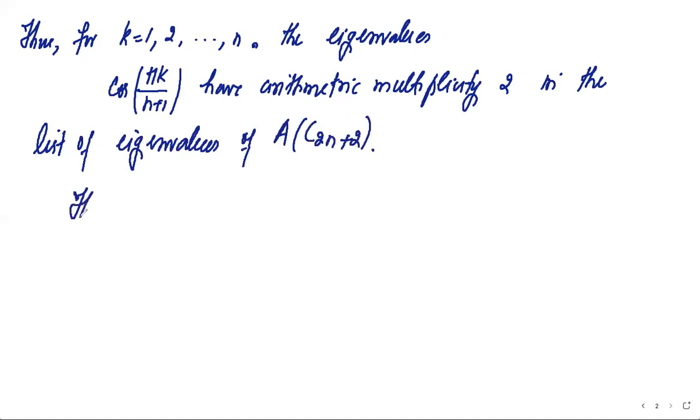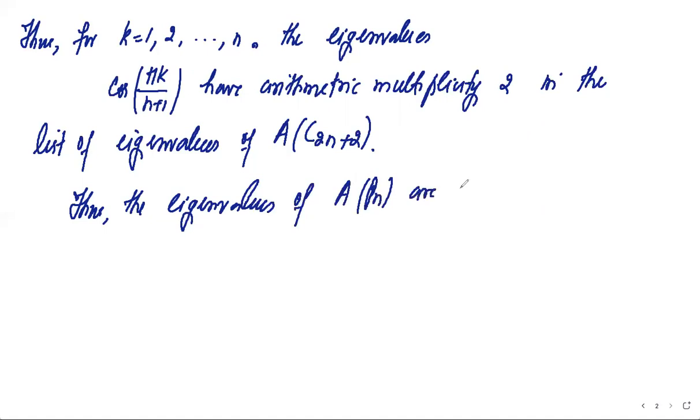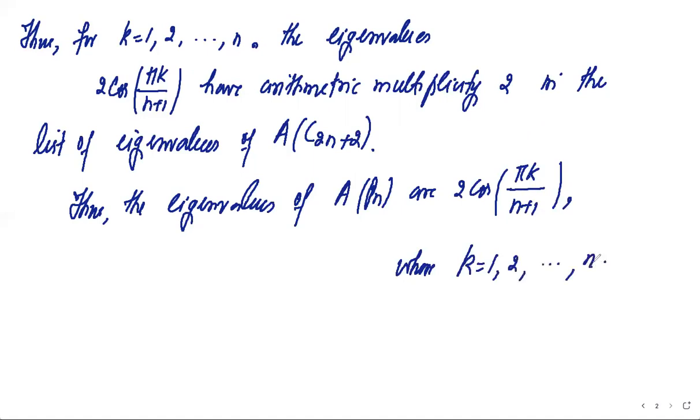So thus the eigenvalues of the adjacency matrix of the path P_n are actually 2 cos of pi k by n plus 1, where k is equal to 1 up to n. So therefore, we have completed the proof of evaluating the eigenvalues of the path P_n.